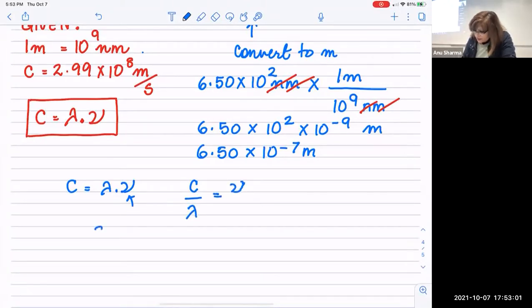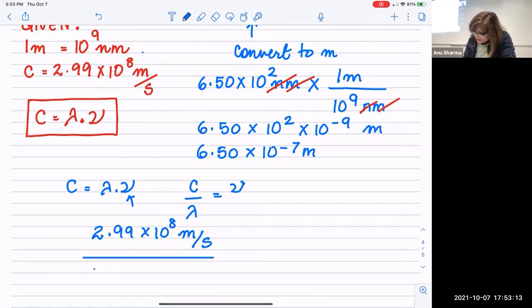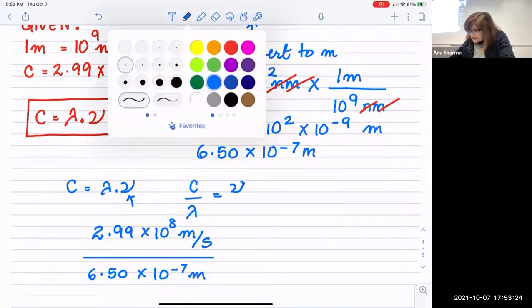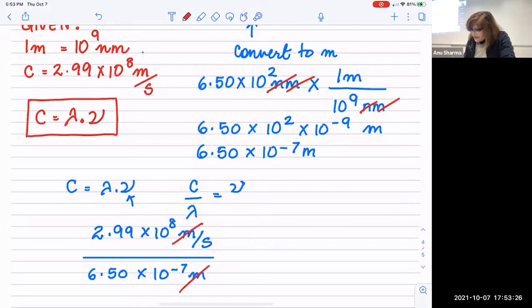So C is 2.99 into 10 to the power 8 meters per second divided by the wavelength, which is 6.50 into 10 to the power negative 7 meters. So you see that now meters and meters cancel out, and you are only left with the unit of per second, and that is the unit of frequency. This is the frequency unit, per second.